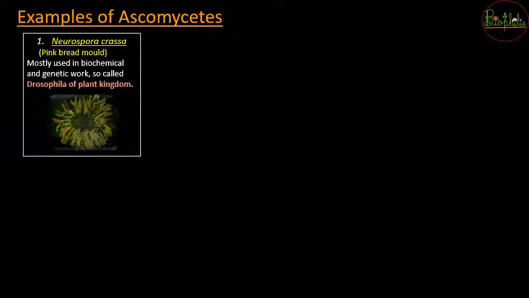So here we are looking about Neurospora crassa, that is coming from group Ascomycetes. अब न्यूरोस्पोरा crassa जो है, it is also called as Drosophila of the plant kingdom. अब Drosophila of the plant kingdom क्यों बोलते हैं? Because many scientists have used Neurospora crassa for biochemical and genetic work.